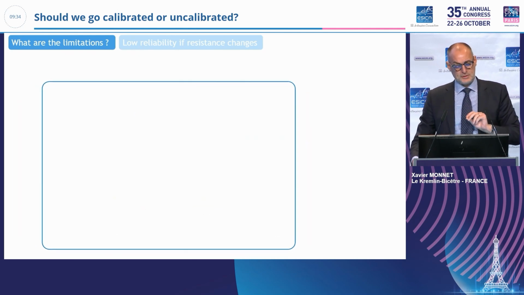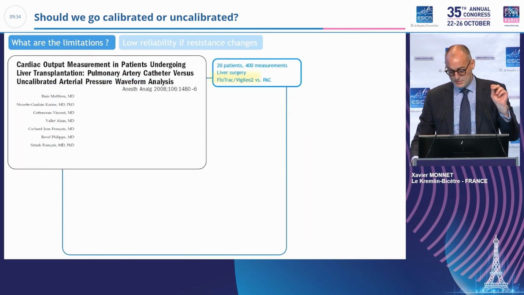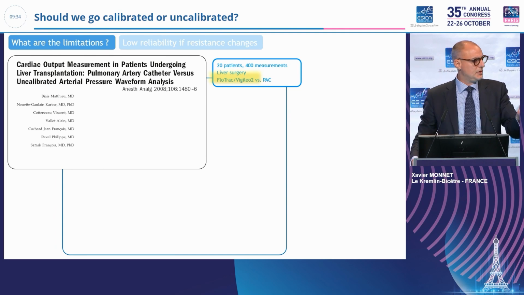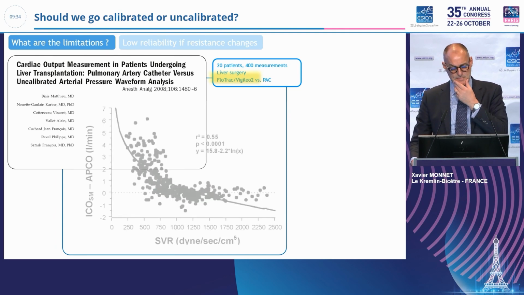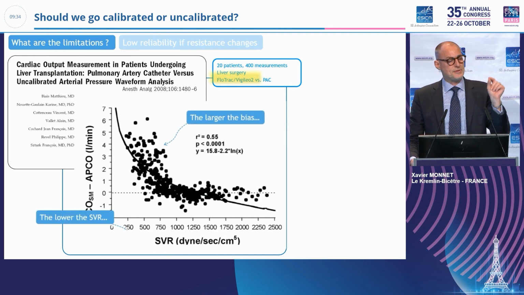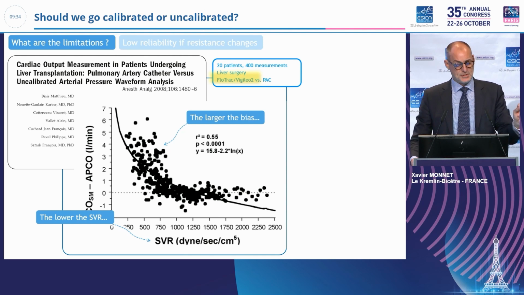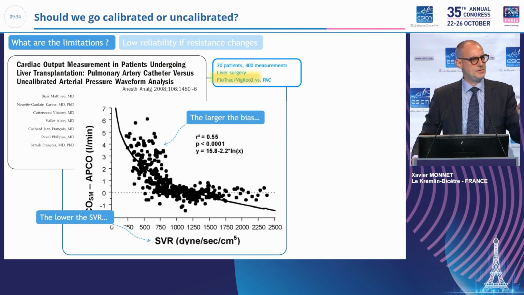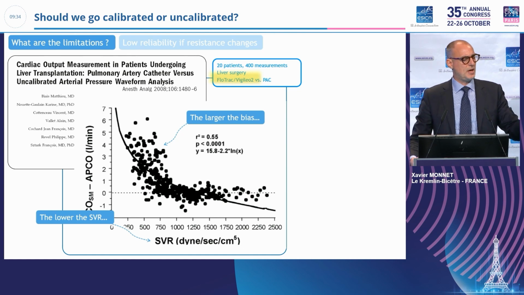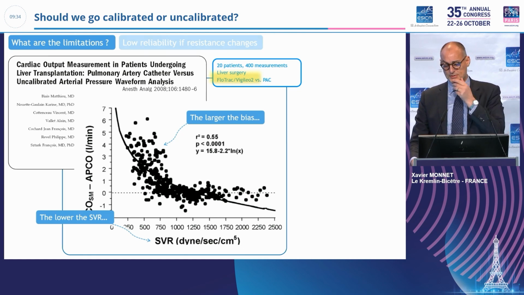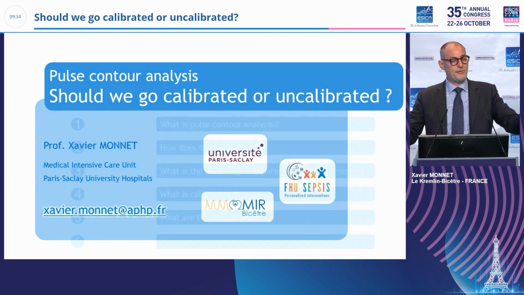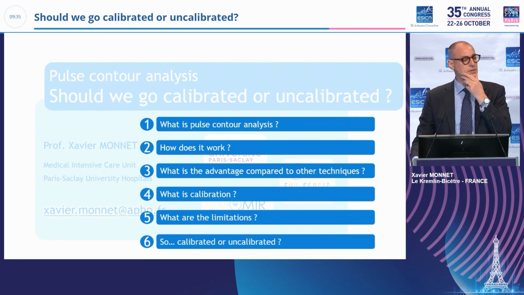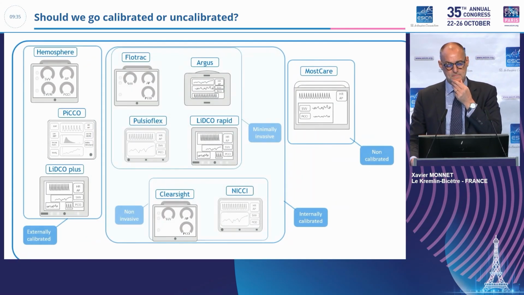Even more illustrative, the study of Mathieu Bier: you see, during liver surgery, which induces strong vasodilation episodes, the larger the changes in systemic vascular resistance, the larger the bias. Uncalibrated devices are not reliable when the arterial resistance changes. So finally, we can answer the question, calibrated or uncalibrated.